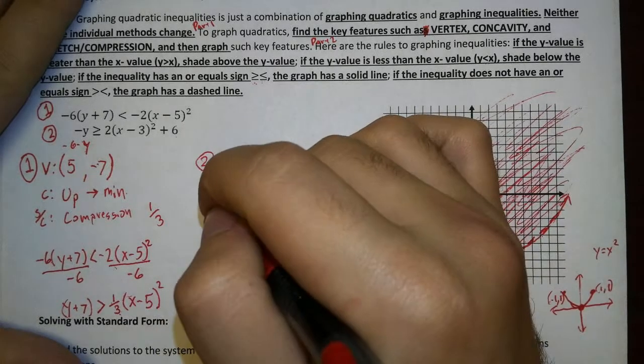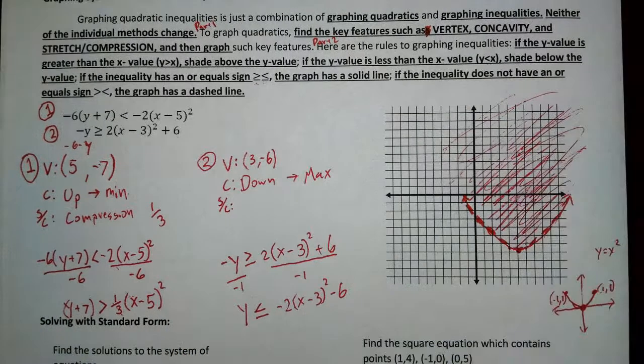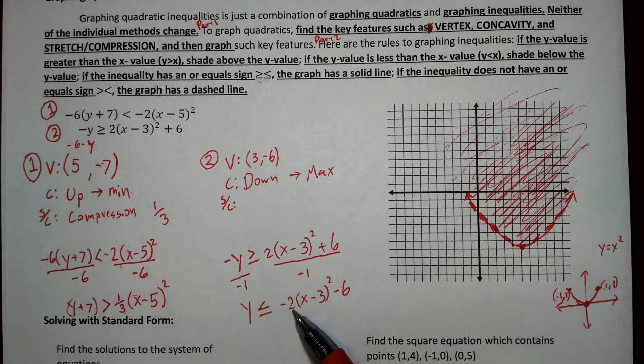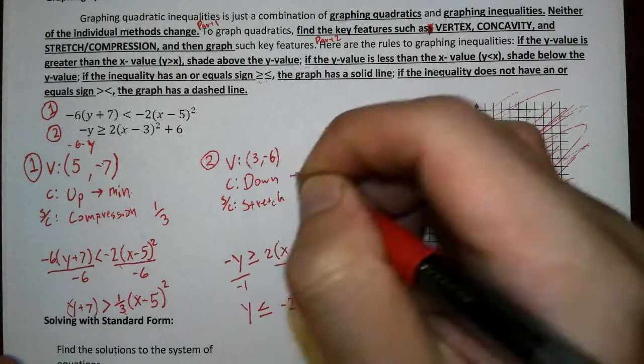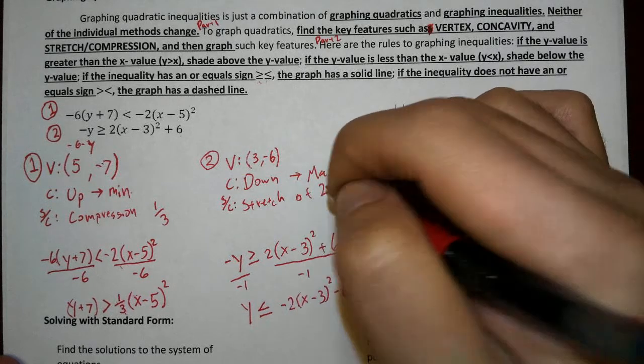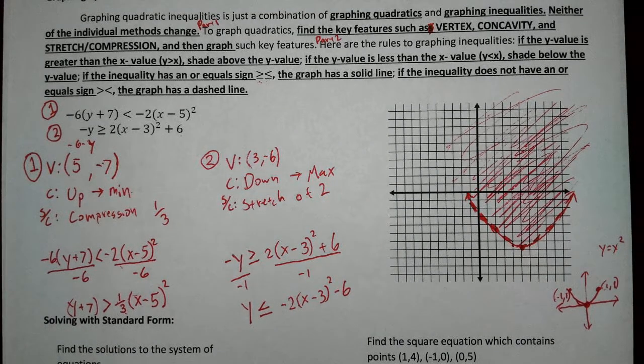Okay, stretch and compression. Now the stretch on this, or the compression, how am I going to tell? I'm going to look at the multiplier. Now remember, if all my multipliers are on my x, I can think about this intuitively. I see a multiplier that's bigger than 1. 2 is bigger than 1, so anything it multiplies is going to get bigger. So therefore, it's going to be a stretch of 2.